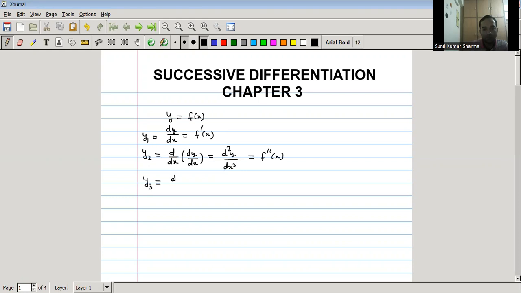So this is d by dx of d2y over dx2, and that is d3y upon dx3. It is equal to the third derivative, f triple dash x. Next, if we again differentiate, then we get y4. y4 is d4y over dx4, and that is the same as the fourth derivative of f at point x.